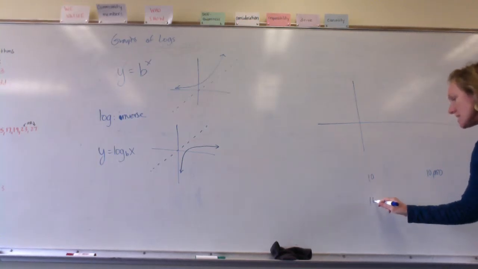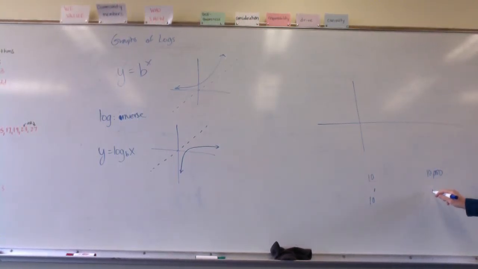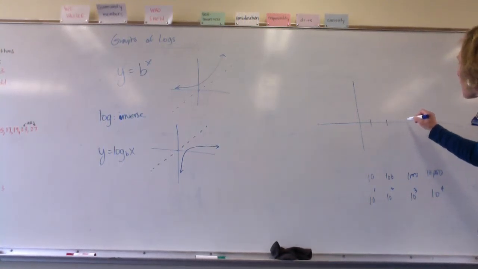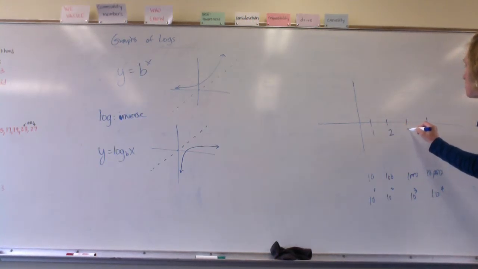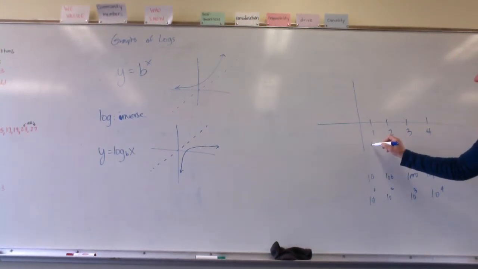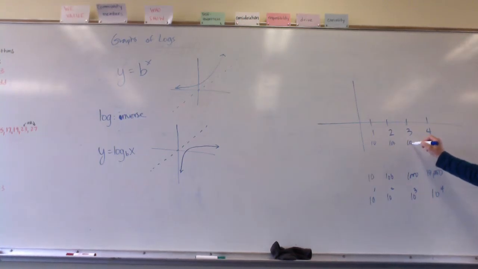Well, this is really 10 to the 1, and 100 would be 10 to the 2, and 1,000 would be 10 to the 3, and 10,000 would be 10 to the 4, right? So I could literally graph these as 1, 2, 3, 4. But this is really 10. This is 100. That's 1,000, and that's 10,000.